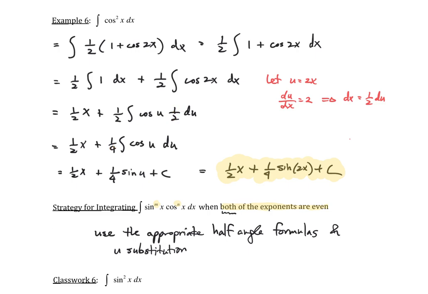Anyways, this concludes our video on integrating using trig identities, in particular the half-angle formula. Take care, everyone.